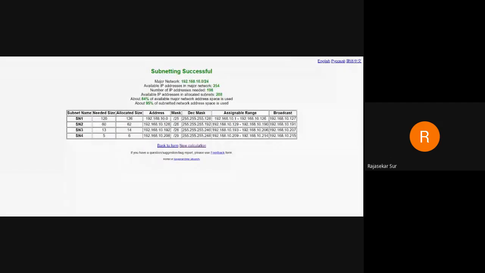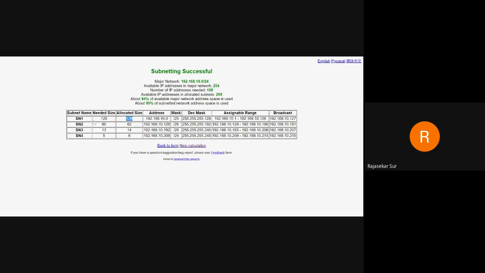So what we are understanding from this answer, all of you listen carefully. This is the major network. There are totally 254 IP addresses available here. This 254 is now divided, and we are going to use 84% of it, the remaining will be wasted. So the wastage will be very less. Now you see, first subnet, subnet 1, we need 120 computers, but we cannot give 120, only 126 is allotted.